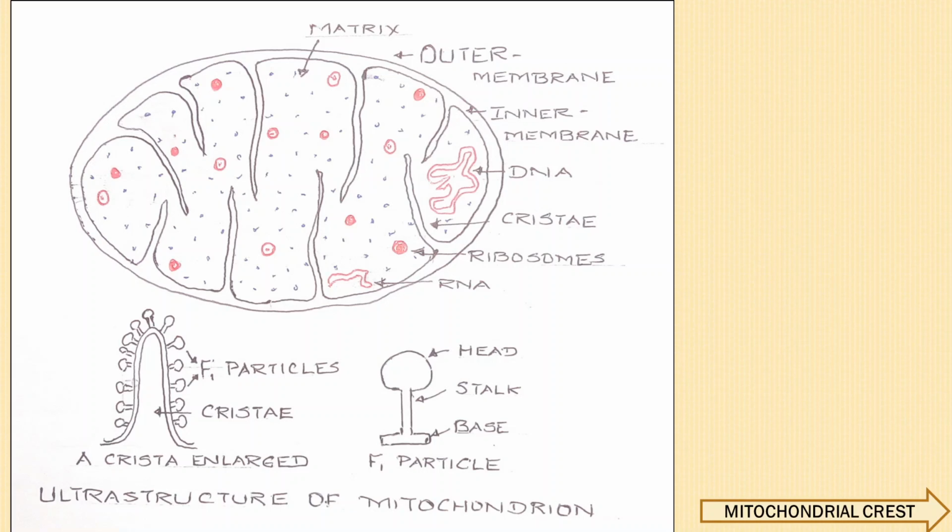Carefully notice the inner mitochondrial membrane. It gives out tubular invaginations called cristae. These structures increase the surface area. They penetrate the mitochondrial matrix. The cristae and the proteins of the inner membrane aid in the production of ATP molecules.